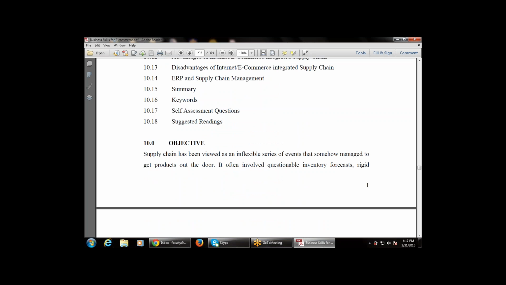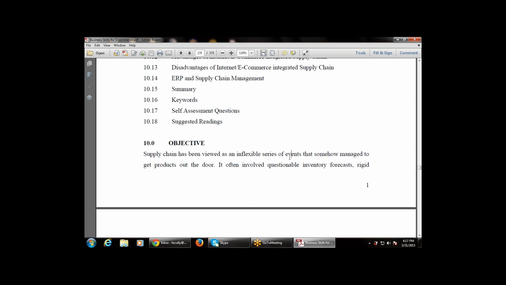So let's start with the objective. What is the objective? This says supply chain has been viewed as an inflexible series of events. Inflexible means that it cannot be changed from one place to another, cannot be changed as per my requirement. So that is an inflexible series of events.